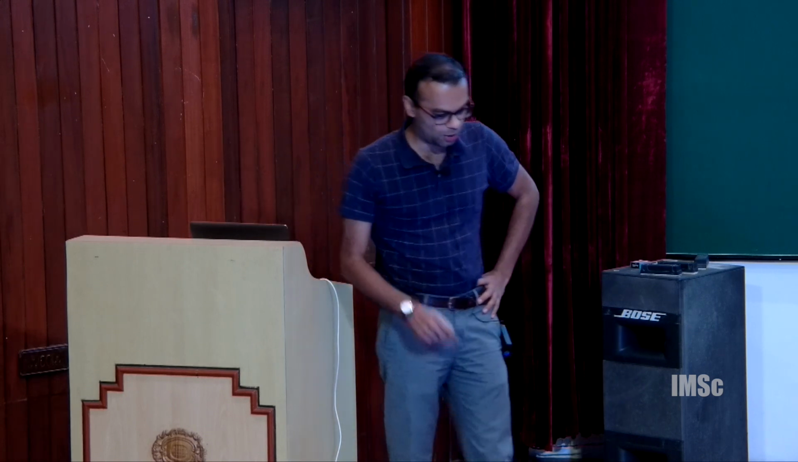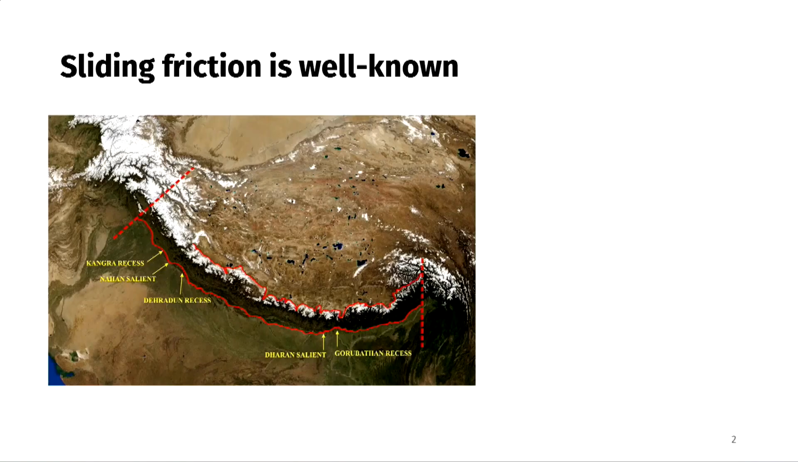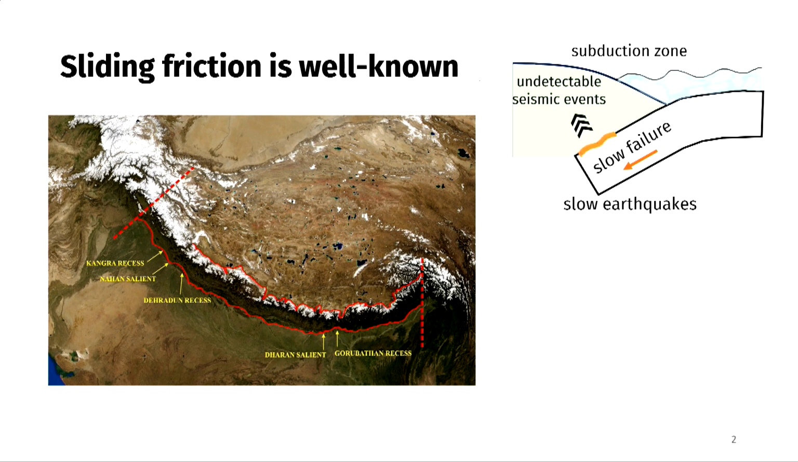The basic context for the talk is sliding friction, and we all know sliding friction very well. This is an image of the Himalayan fault that runs across the foothills of the Himalayas. The basic premise, and there are lots of geologists in the audience today, is that you can get slip at these faults, and consequently you can have slip events, and these emit seismic waves, and you feel them as earthquakes and so on.